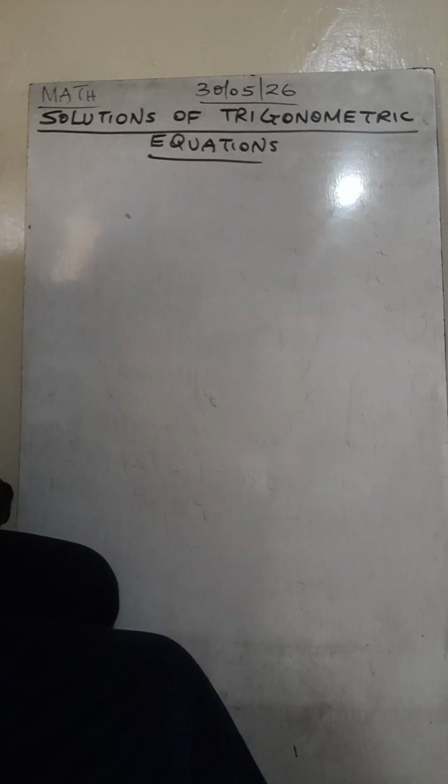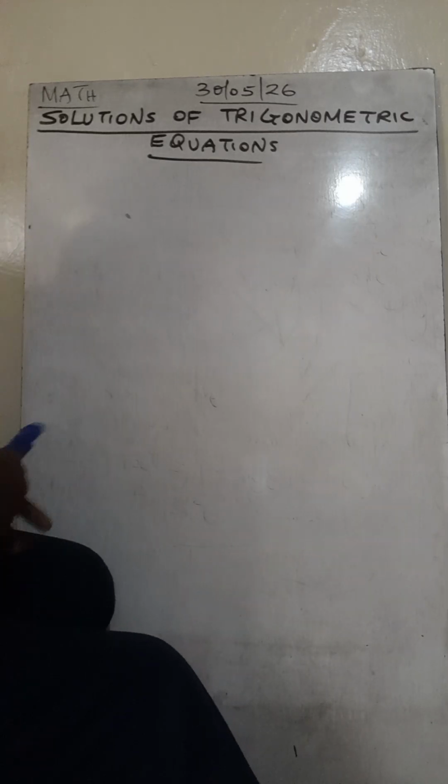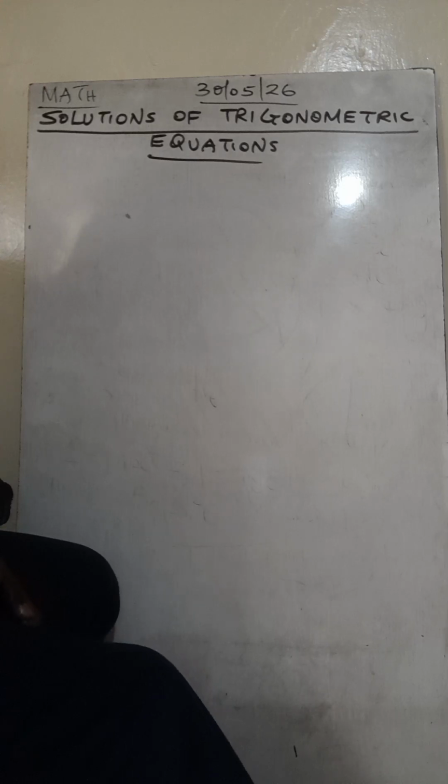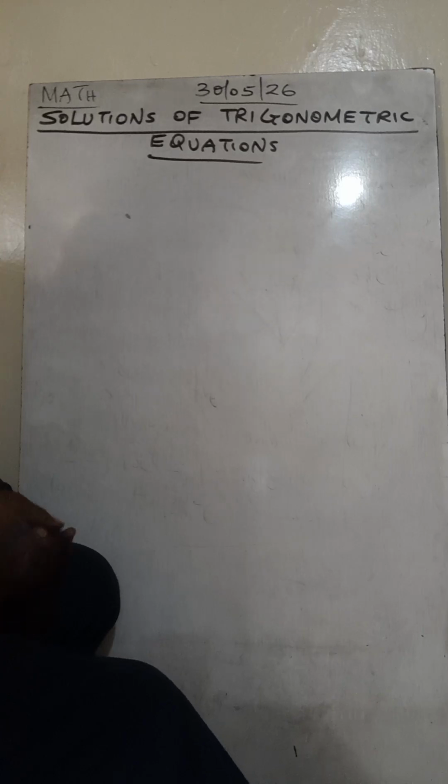Hello viewers, let us continue on this concept of trigonometric ratios and identities. Now we want to be able to solve trigonometric equations. To solve trigonometric equations means you look for the value of a known angle that satisfies that trigonometric equation fully. And the value of that angle can appear more than once.